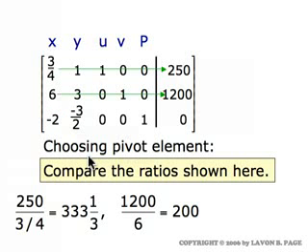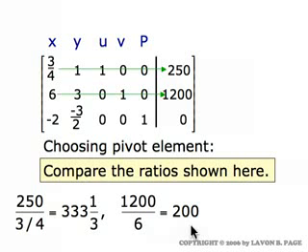The way we determine who wins the contest to be the pivot element is to take each of the other numbers in that first column and divide them into the corresponding number at the far right of their row. So the 3/4 gets divided into 250, which comes out to 333 1/3, and the 6 gets divided into 1200, which comes out to be 200. So we're looking at these two ratios, 333 1/3 and 200.